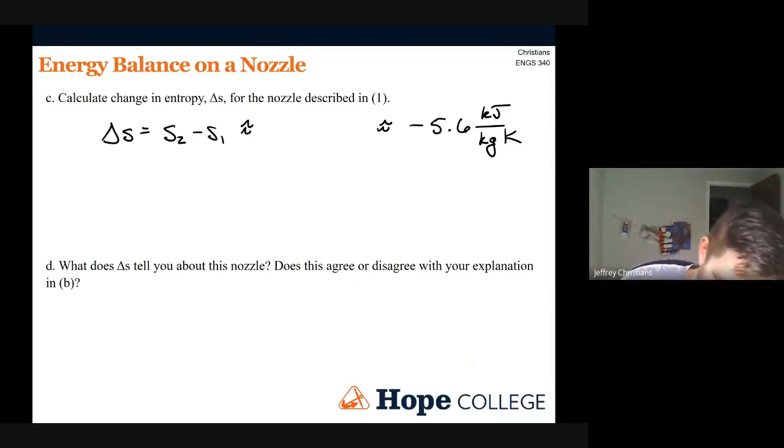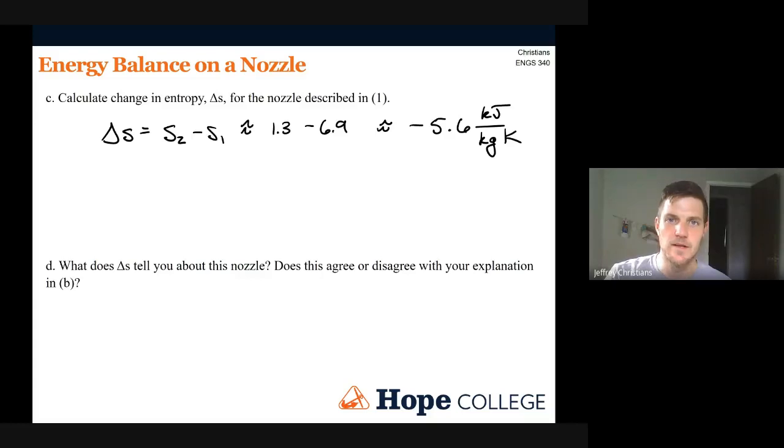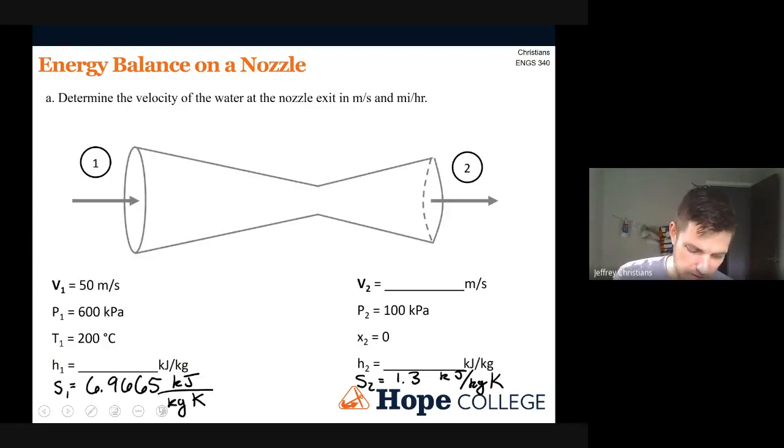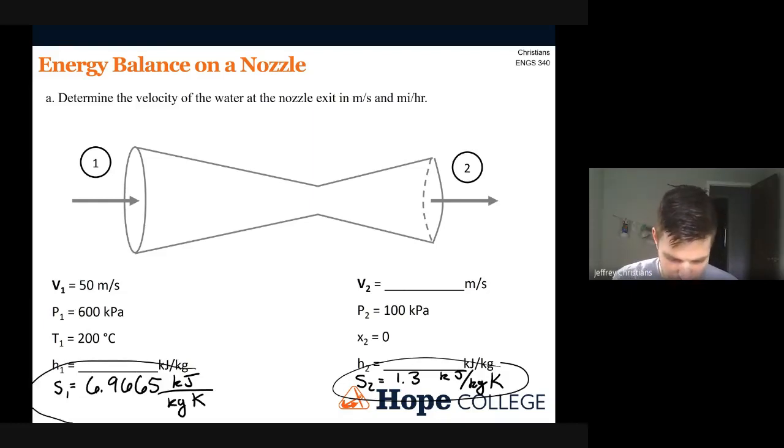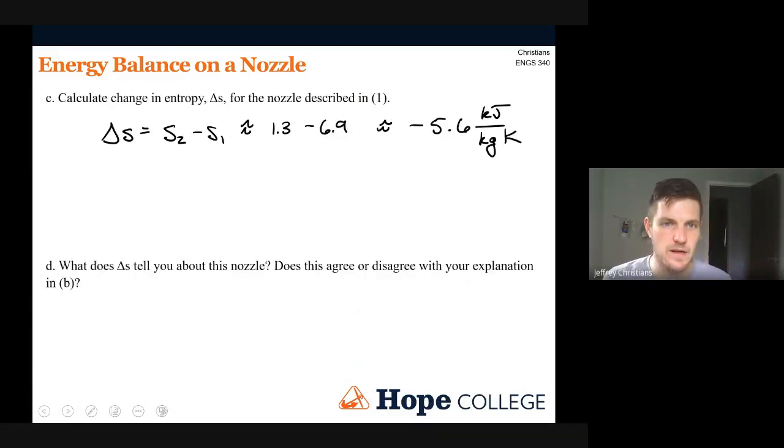Good call. So it should be S2 is 1.3 minus 6.9. Thank you. Good catch. Thanks, Ellie. So if we go back, the delta always means out minus in. So our outlet here is 1.3 and our inlet here was 6.9. I guess it would round to 7, but close enough.